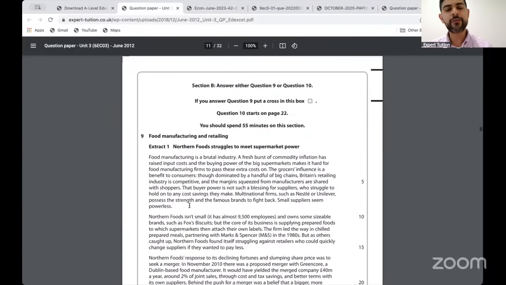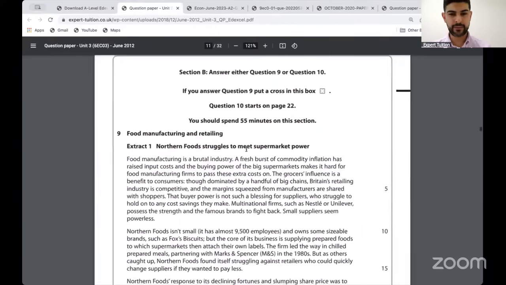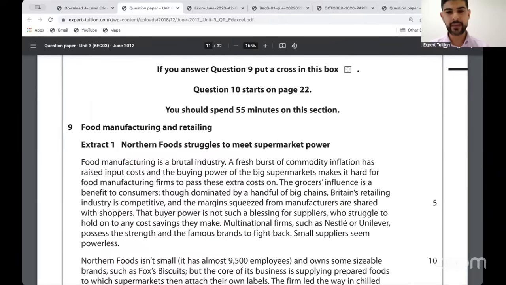Then if we look at the extract, if we zoom in and deal with a few things, I'm going to jump into where it is. There's a quote in the extract which starts the following: a fresh burst of commodity inflation has raised input costs, and the buying power of the big supermarkets makes it hard for food manufacturing firms to pass these extra costs on. Right, that is a very long sentence.